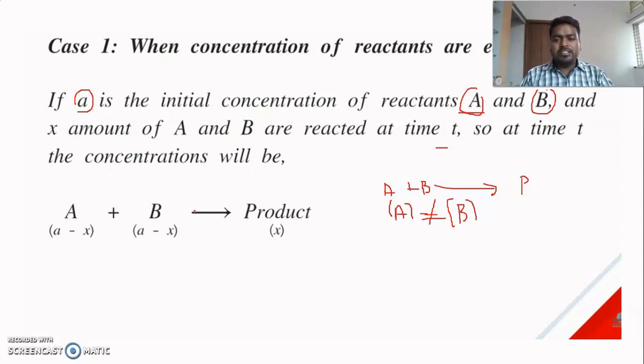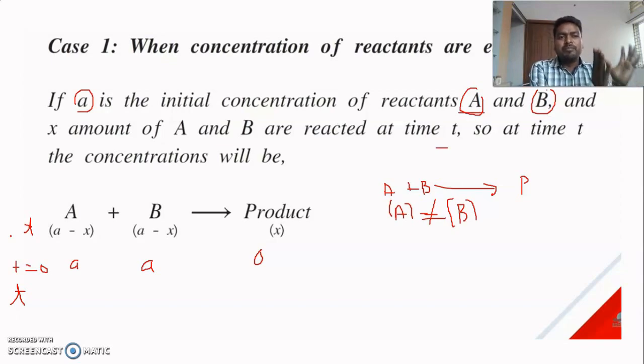At time t the concentration will be, just look at the reaction. At t equal to 0, that means before the reaction, the concentration of reactant A is the initial concentration a, and B also a, and the concentration of product is 0. But at time t, when the reaction has started, the concentrations of A and B decrease, and simultaneously the concentration of product increases. So let x be the concentration of product.